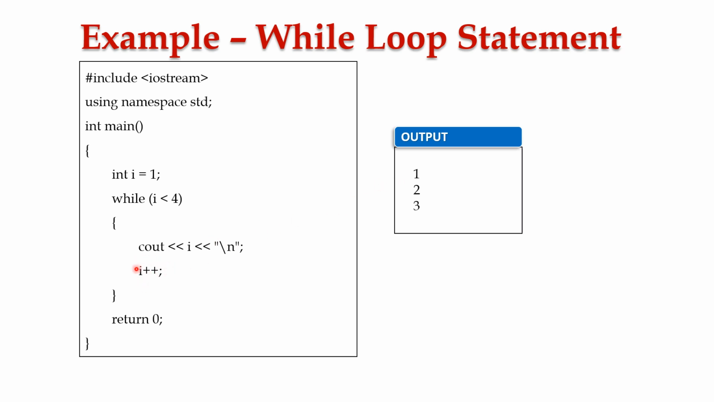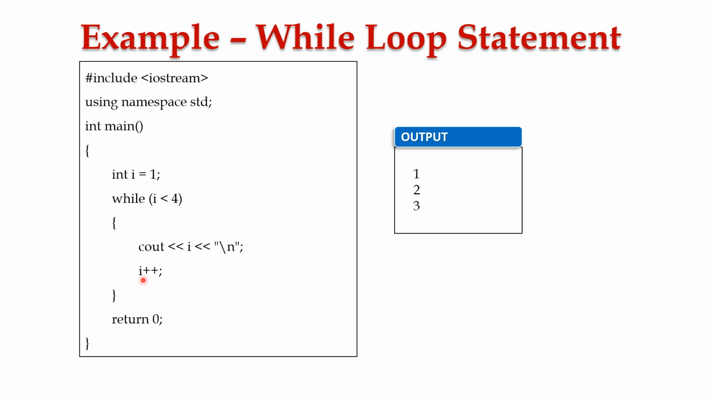Next, we are incrementing the value of I by 1. So 1 plus 1, it is 2. Again, we are coming for the while condition. So 2 is less than 4. So again, we can display the value of the variable I to the user using cout statement. Now, the value of the variable I is 2, which is displayed to the user as shown in the output.